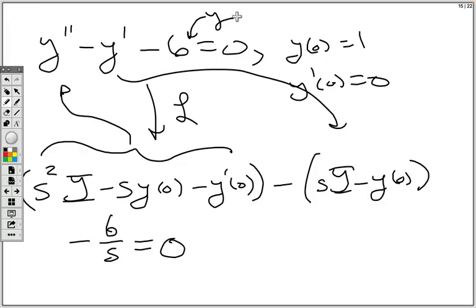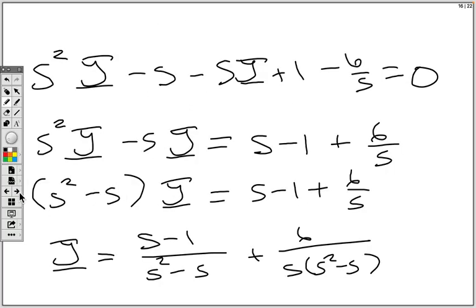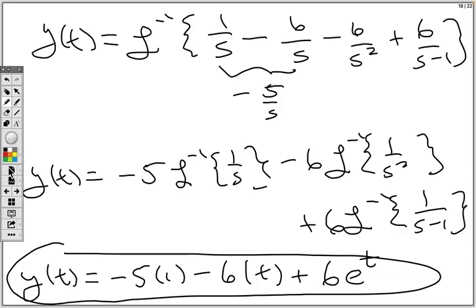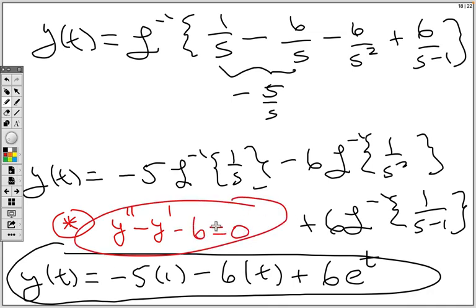So this is the solution to this equation, right? We just solved a different one. So I'll just make a little note of that. This solves y double prime minus y prime minus 6 equals 0. Not 6y. I forgot about it. It's the same procedure, though.